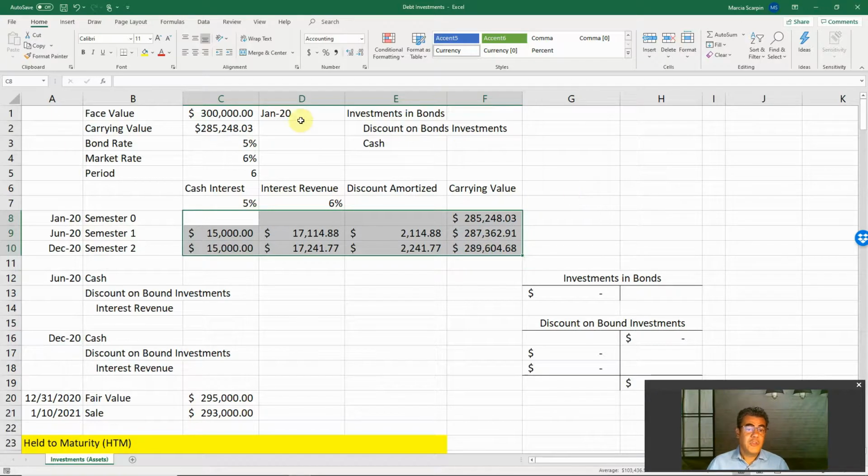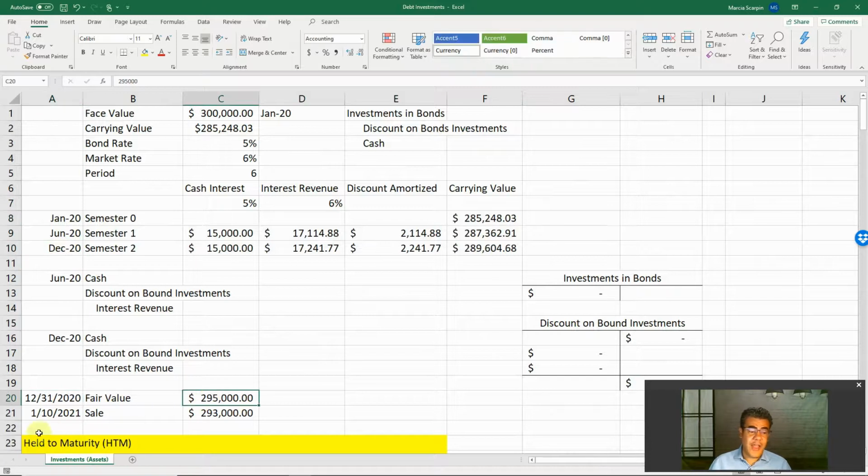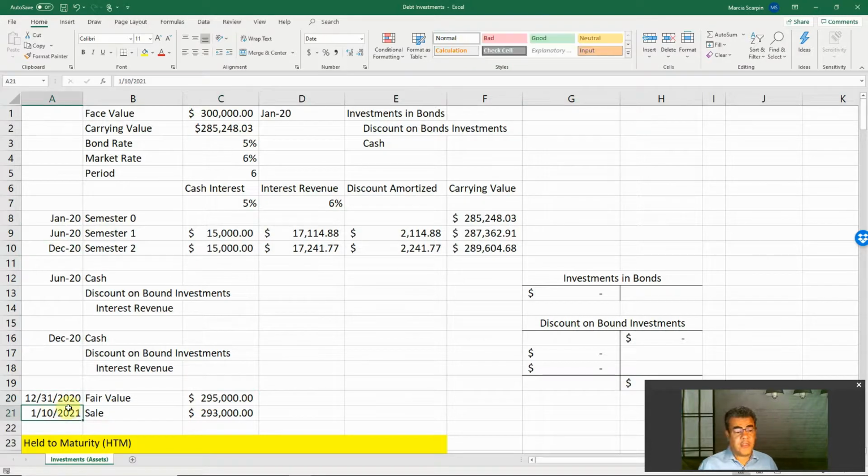Okay. So here we purchased a bond in January 2020, and we receive interest semi-annually. So in June 2020, December 2020, we have this fair value, and we sell it in January 2021. Okay, so that's why we don't have semesters 3, 4, 5, 6, and so on.